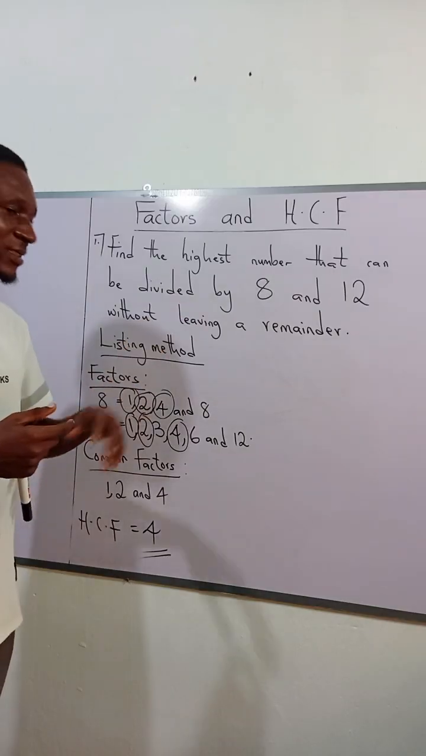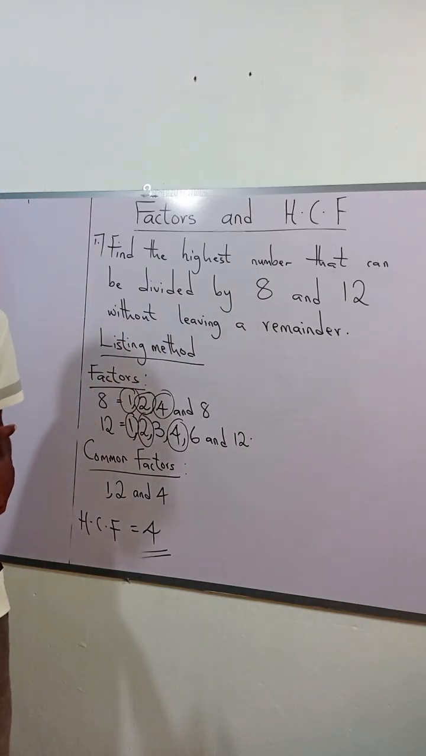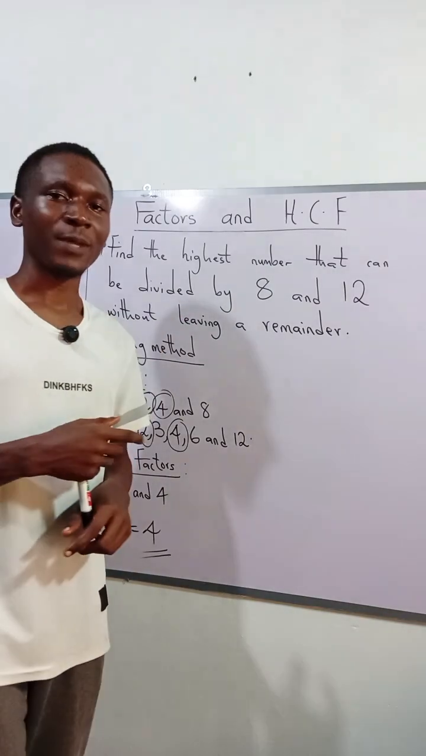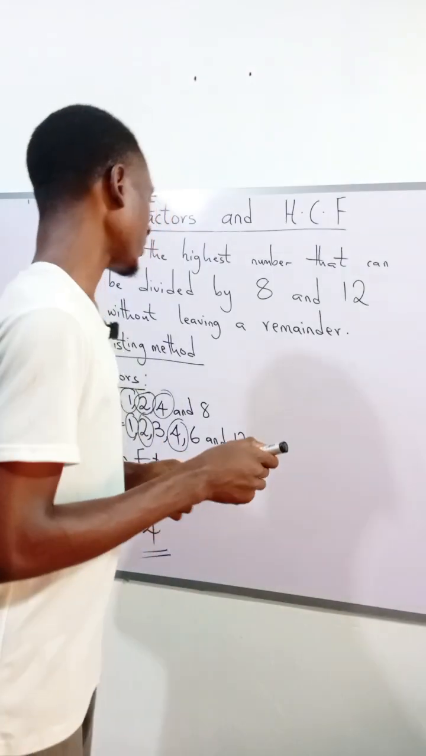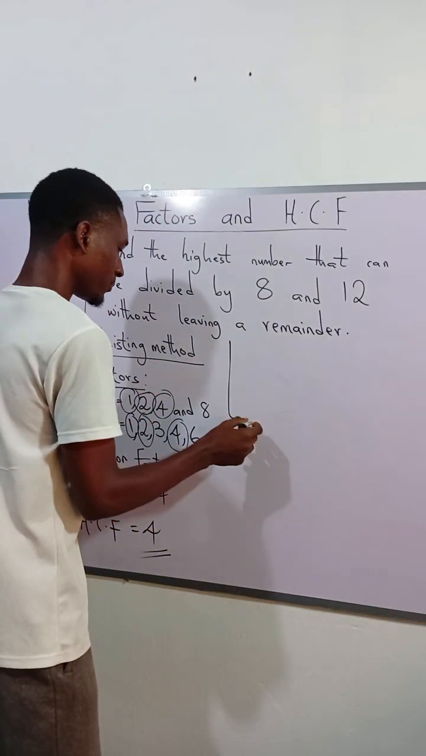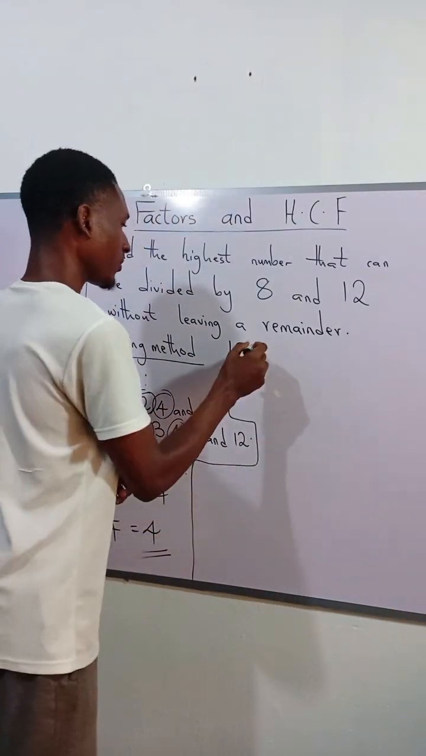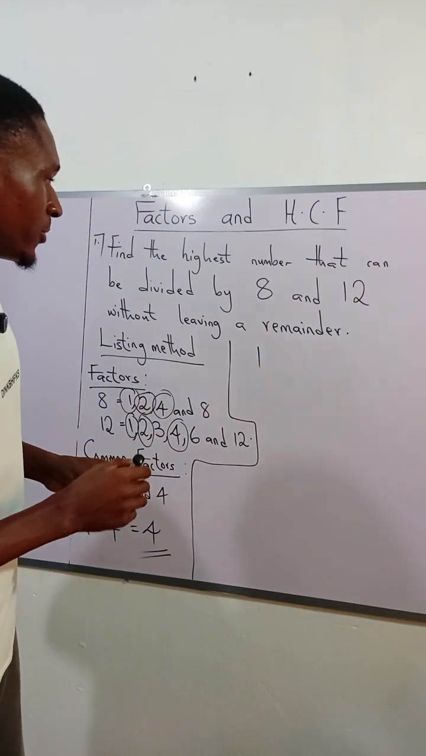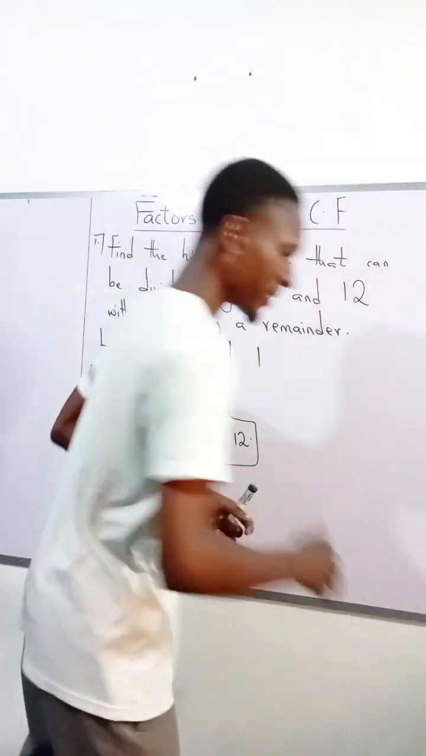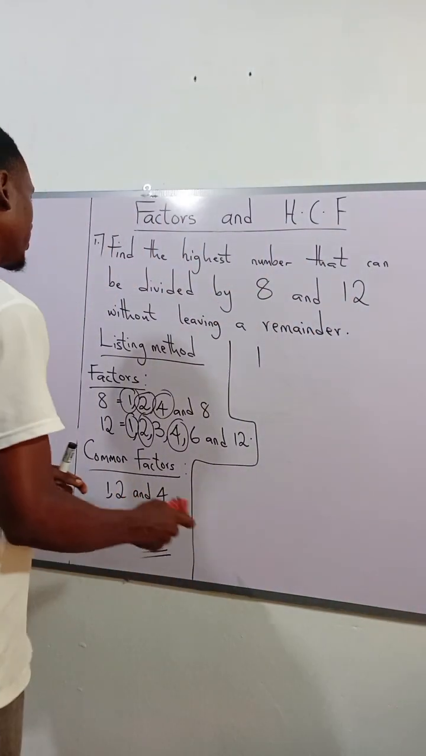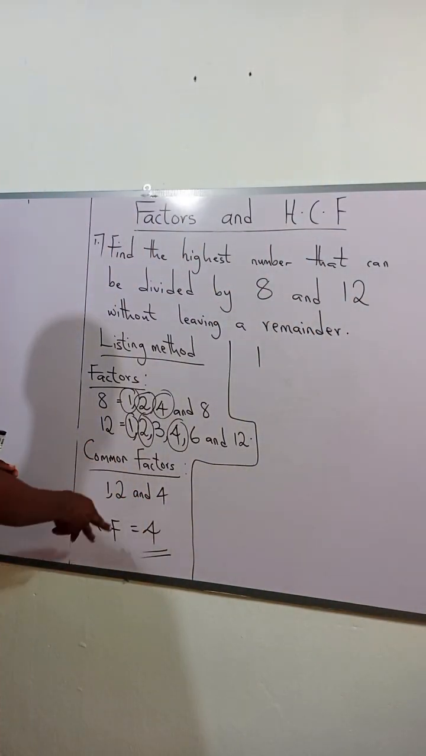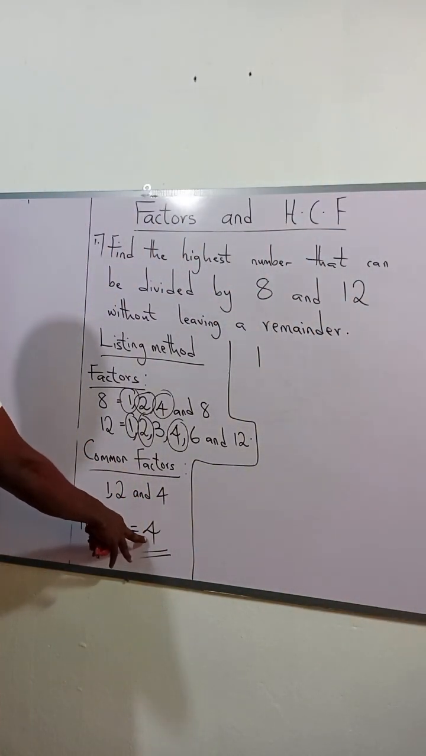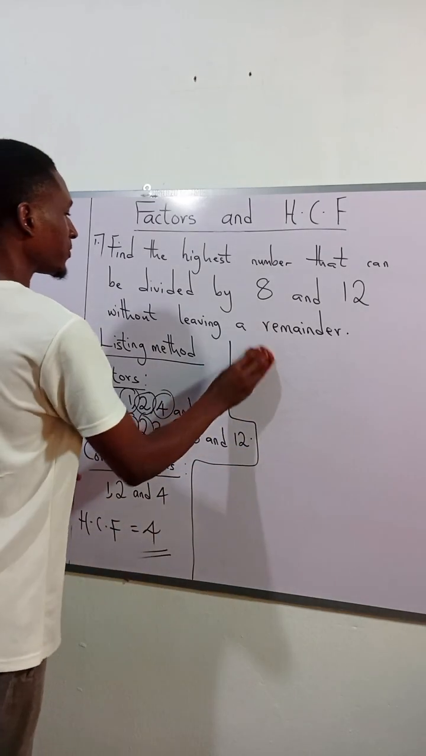So let's go to the next method. Another method I want to show you is prime factorization. Let me try to, will my space be enough? I think I have to clean. You might not be able to see what I'm writing at this side of the board, but you can just note it down. Our answer was 4, right? Our answer was 4.